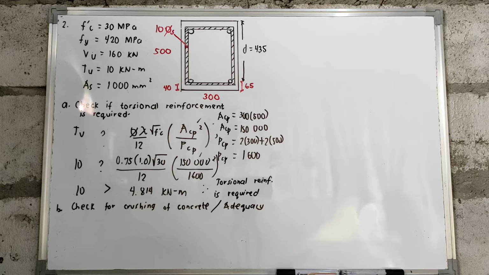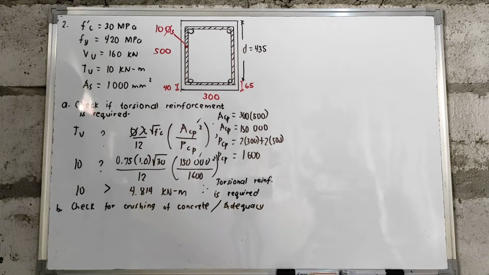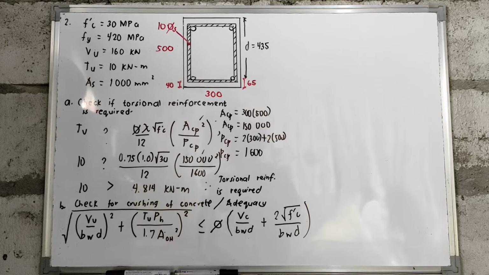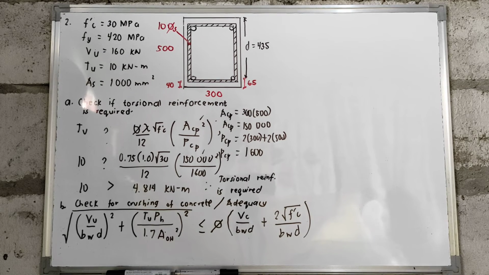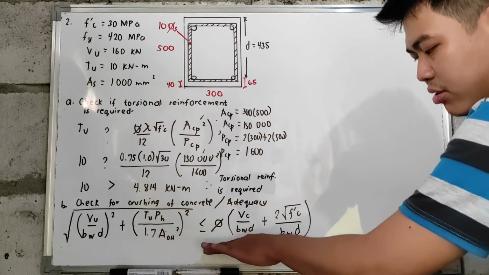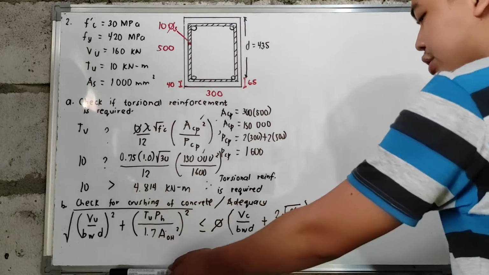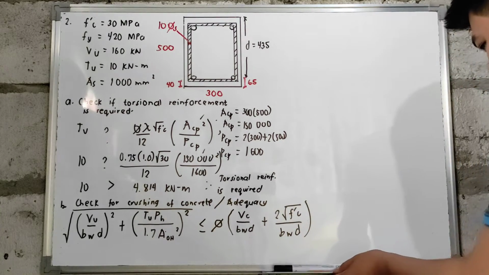And of course, para to solve for that, we are going to use a certain formula here. So gagamit tayo ng pagko-compare natin yung mga actual values natin to the resisting moment. So we will now solve the adequacy of our section. Kung kakayanin ba niyang dalhin yung torsion natin. So for this one, ito yung formula natin. So if this value is less than the value of this, so meaning to say adequate yung section natin or kakayanin niyang dalhin yung given torsion.